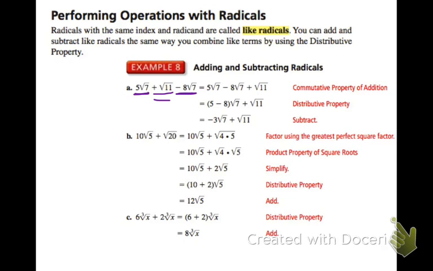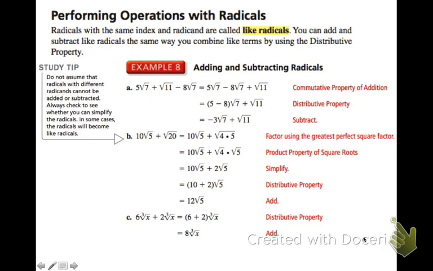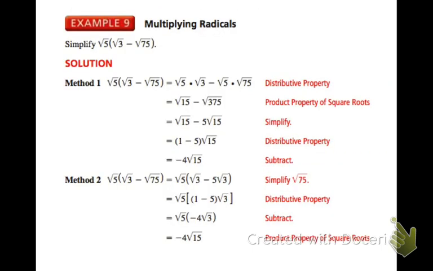For part B, don't let the square root of 20 fool you, because it can be simplified to square root of 4 times the square root of 5, or 2 square root of 5, and then we actually do have some like terms. All right, so again, pay attention to simplifying radicals so that you can find like terms.